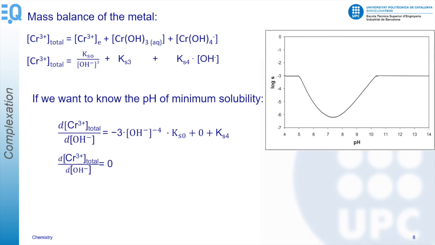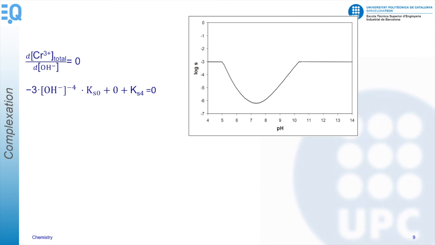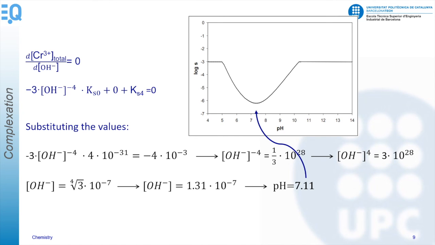The pH at the start of precipitation implies that the two addends on the right are negligible. In the total redissolution pH, all concentrations are as for the second complex. If we want to find this point of minimum solubility mathematically, we have to search for the point where there is a minimum in the mass balance. The derivative is equal to 0. Substituting the values and doing the derivative, we obtain a pH of 7.11.